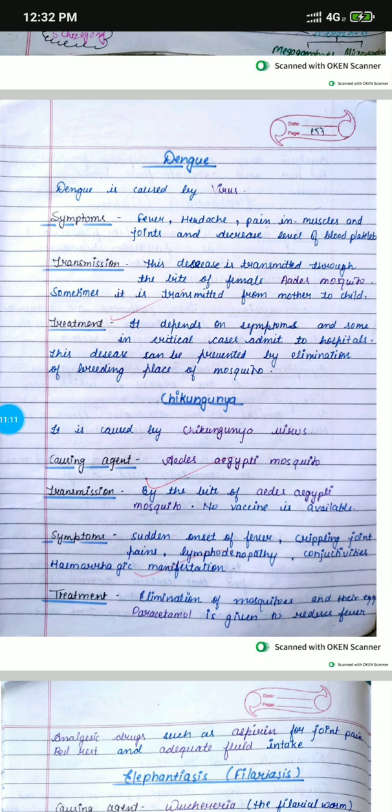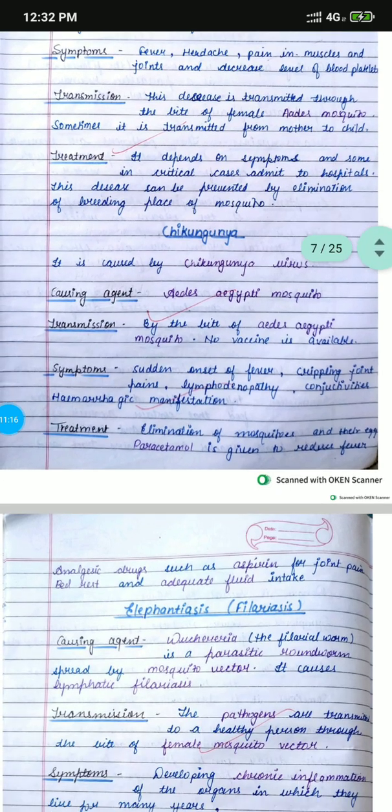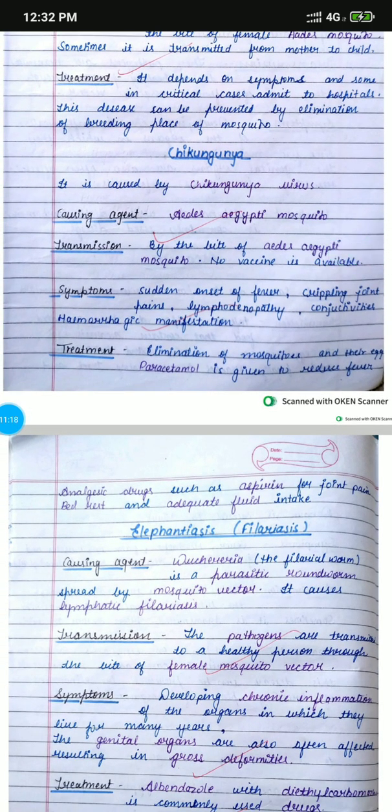Same thing, remove the breeding places. Paracetamol is given to reduce the fever, and an anti-allergic drug or aspirin for the joint pain. Bed rest is also advised.